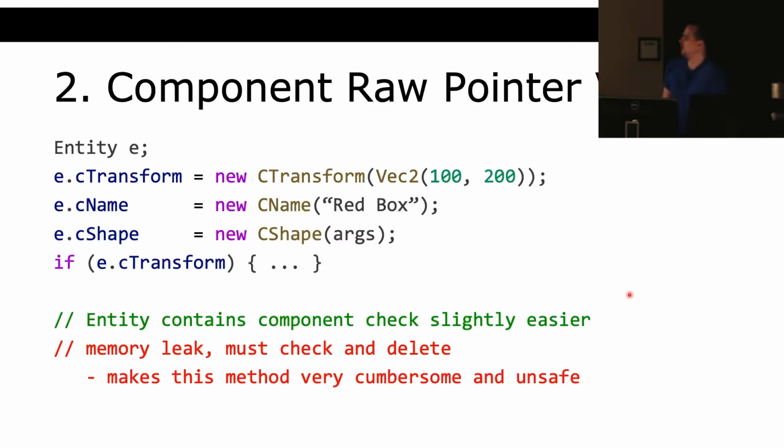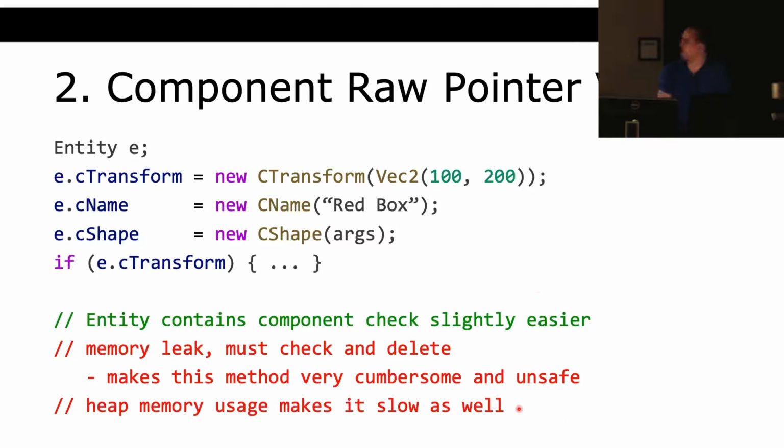However, there are memory leaks here, right? Because what if later on I wanted to change the shape of this entity? Well, what I would need to do is check to see if it has a shape already, then I need to delete that shape to free the memory and then create a new one. And we don't want to be worrying about memory management in the middle of our logic code, right? That's the last thing we ever want to do. So if we don't deal with that, it's a memory leak, so we have to check and delete things. It makes it really cumbersome and unsafe. I would not recommend using this for any reason.